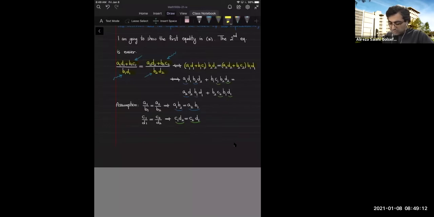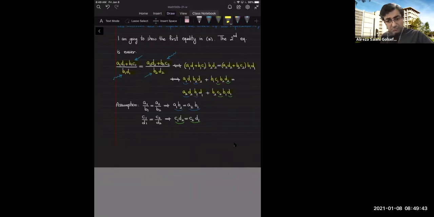So when I distribute, I get that a1 d1 times b2 d2. Why is this one the same as, okay, so a1 d1 b2 d2 plus b1 c1 times b2 d2. Why is this the same as a2 d2 times b1 d1 plus b2 c2 times b1 d1? Okay, so I need to check this equality. But let's go back to what we have. This is our target. We want to reach this equality.